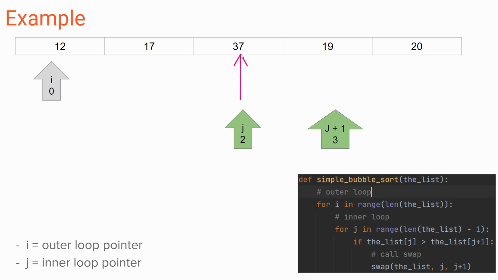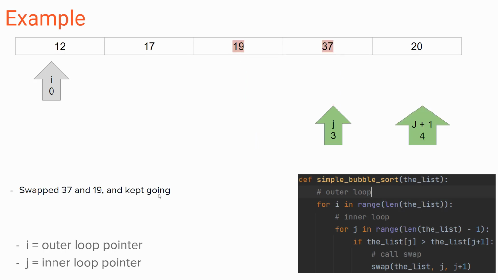So now J of 2 is going to point to 37. J plus 1 is going to point to 19. Is 37 greater than 19? Yes, so I need to swap these two. Okay, so 19 and 37 are swapped. And notice this 37 is going to bubble up to the top, right? So now I incremented j from 2 to 3. J is 3. J plus 1 is 4, which is also the last element in the list. 37 is greater than 20, so we're going to swap these. We're going to swap those right there.